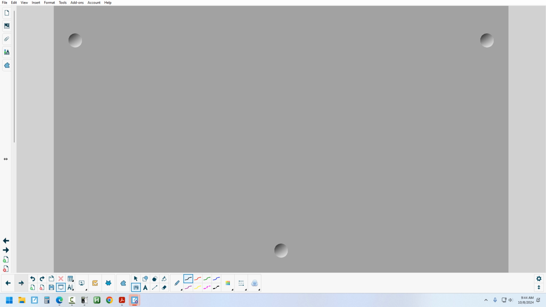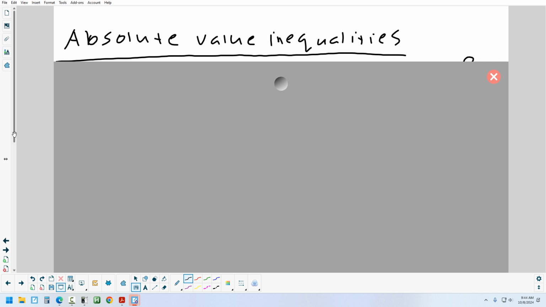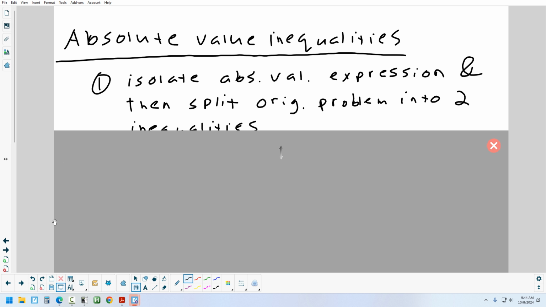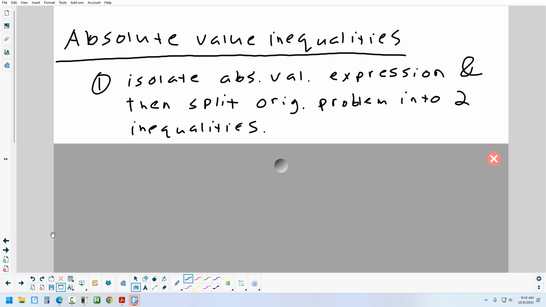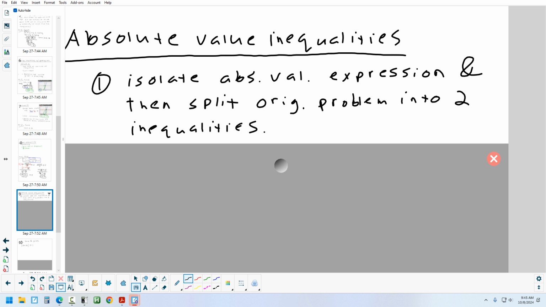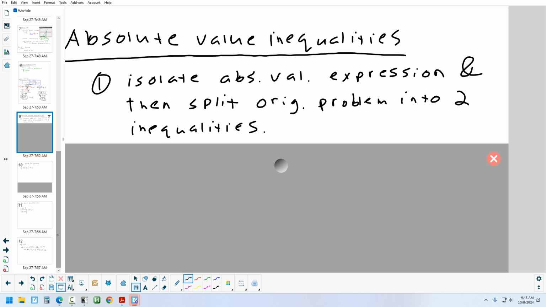Okay, so the last topic is still splitting it into 2, but this time you have to figure out the 2, and it's kind of like we did yesterday. In fact, the steps are pretty much the same. First thing is, you've got to make sure the absolute value is by itself. I think most of the ones I give you, the absolute value is already by itself on one side.